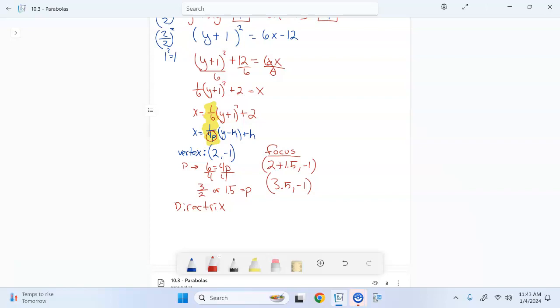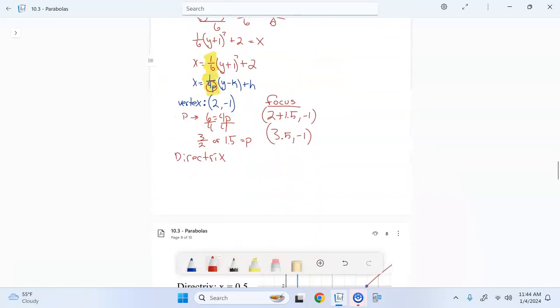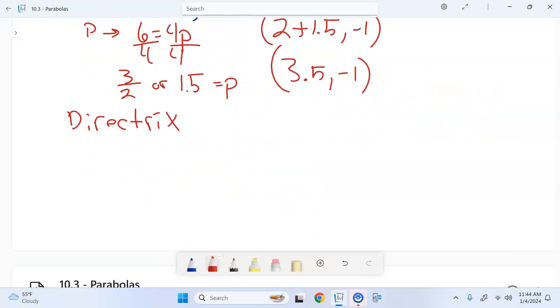What type of line is our directrix going to be? Now we drew a sketch up at the top. What type of line is our directrix? Vertical, which is x equals. So our directrix is going to be x equals, and then again, are we going left or right from our vertex? Left. So it'll be the x value of the vertex minus our focal length.